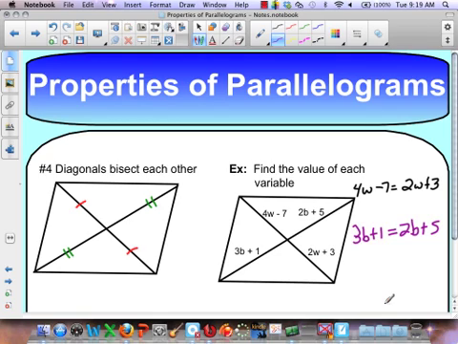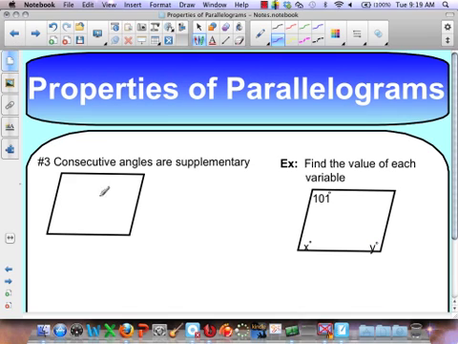Alright, now one of these, which I think is the last property you guys looked at, was a little difficult to pull together, but it had to do with consecutive interior angles. If I look at this corner, and I look at this corner, it was a little difficult to make that connection, but basically what we found out is that those two angles are supplementary.